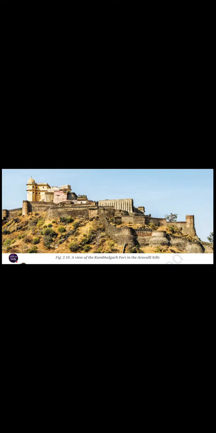As the height is more, it will prevent from the fire attacks from the enemy.